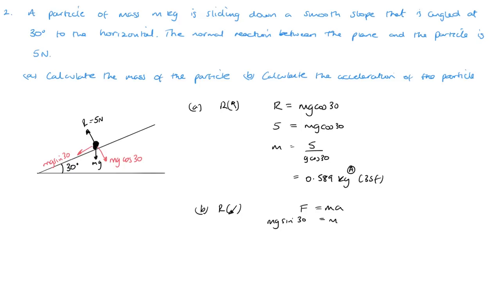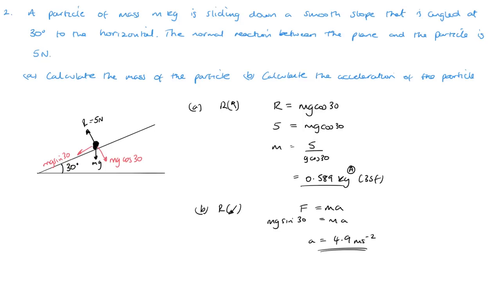This is m and this is a. So a is 4.9 meters per second squared. This one was quite easy because actually there was an m on both sides, so I could cancel the m's out, so a was just g sine 30.